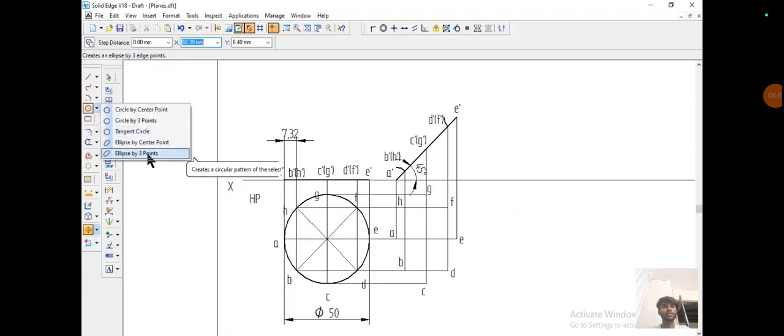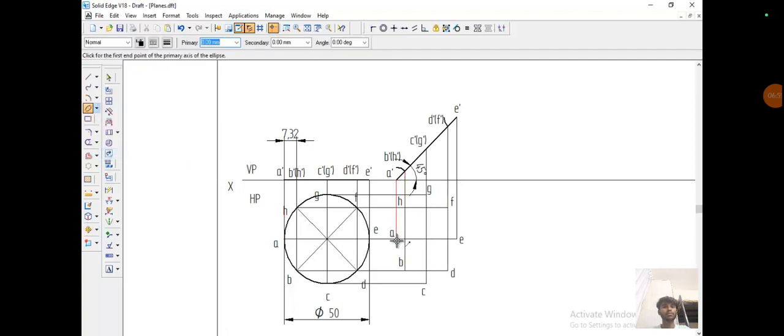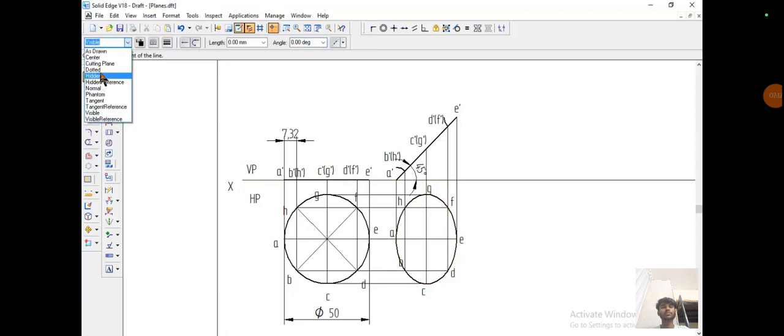Next go to ellipse by 3 points and click on A. First we have to make it a visible line and select 3 points. This is over. Next we have to join these lines to make the next steps easy.